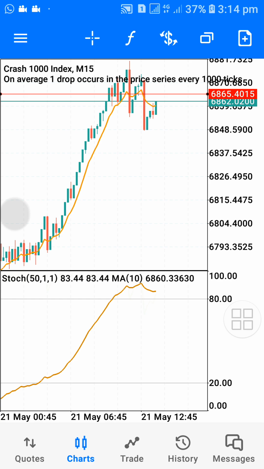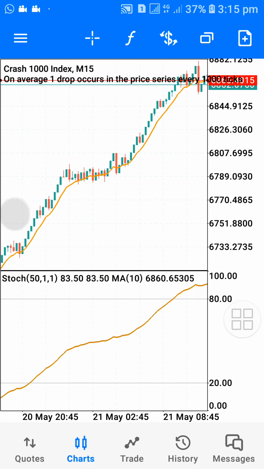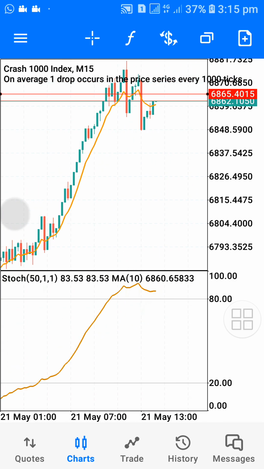But this is all about price action. You need to know the price action. That's why I talked about mentorship. So let me quickly show you the levels and the settings we are using.